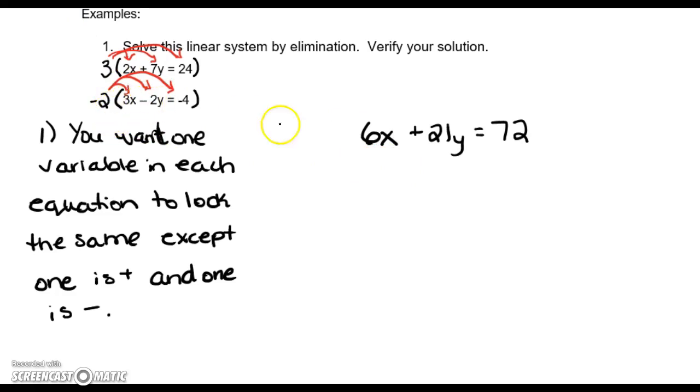So here we have negative 2 times 3x is negative 6x, which is exactly what we want. Remember, one positive, one negative. Then we have negative 2 times negative 2y is positive 4y. And then negative 2 times negative 4 is positive 8.